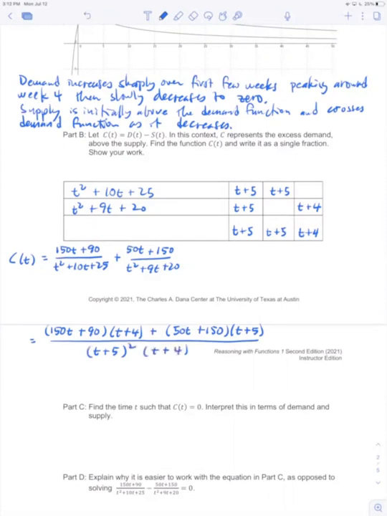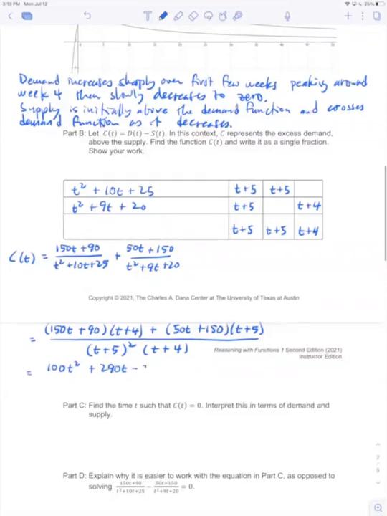So if we simplify this, we're going to end up eventually at 100t squared plus 290t minus 390. And that is over the same denominator, which is t plus 5, that quantity squared, times t plus 4. Now we can go to part C.